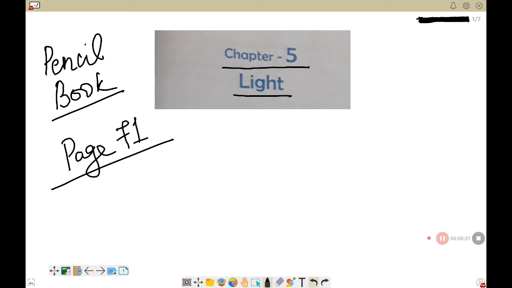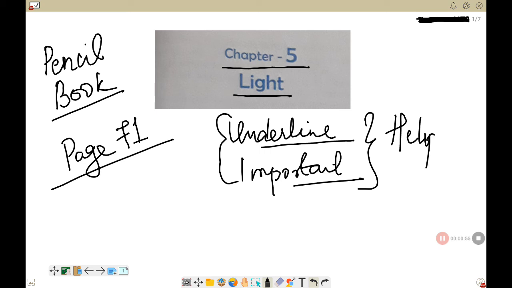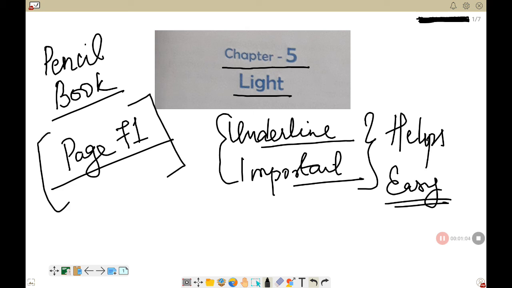Underline the sentences, okay? Underline the sentences which I say. Mark the important topics which I tell you, okay? So that when you are doing the revision, it helps you and makes your revision easy. All right, so now let's go to page number 71.